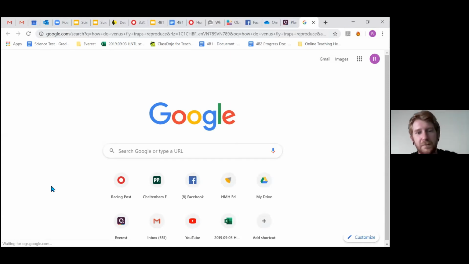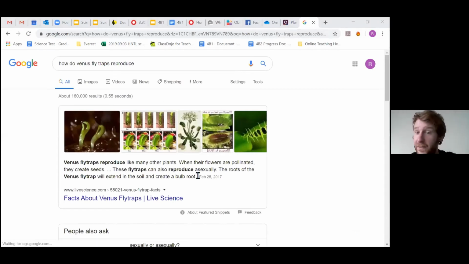So, Venus flytraps reproduce like many other plants when their flowers are pollinated. Venus flytraps have flowers. There we go, Dino. If I was you, I would look into a Venus flytrap's flower. I'm going to see what it looks like, probably draw a picture of it, and label the parts like a normal flower. I'm going to see where the male and female parts are, and what's different. What's the adaptation? What is different about a Venus flytrap? What is it that you need to know?